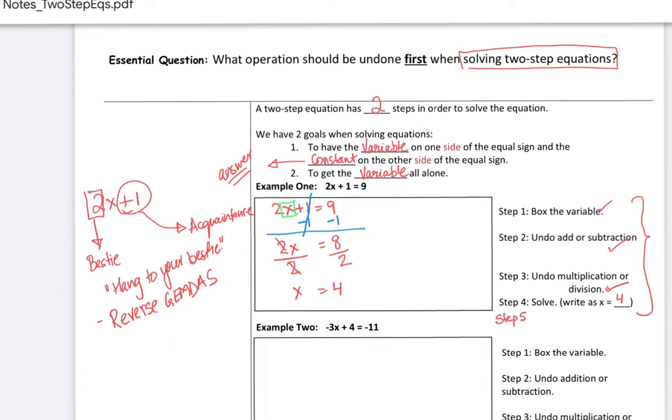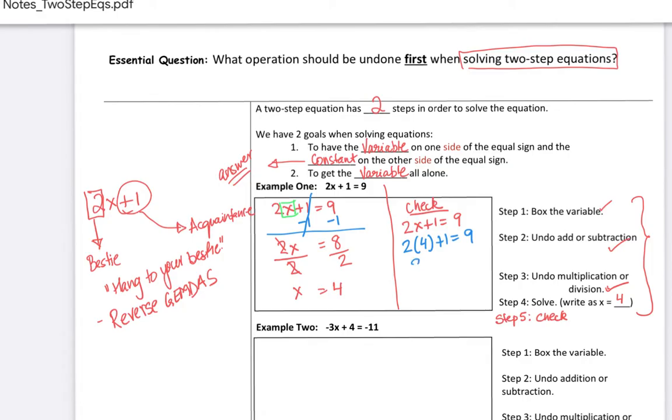I'm missing step 5, which I think you should include in your notes page, which is do a check. And this is how we do a check. To do a check, we use the equation that was in our original problem, which was 2x plus 1 equals 9. And now I'm going to plug in my value for x, but I want to remember to plug that in using parentheses. So I'm going to do 2 times the quantity 4 plus 1 equals 9. It just will help you prevent making careless mistakes if you use parentheses.